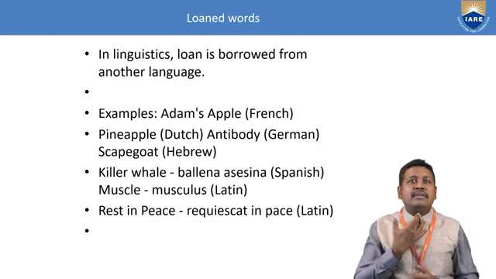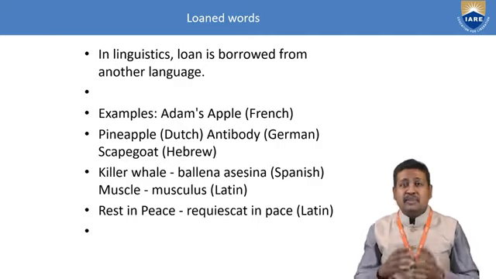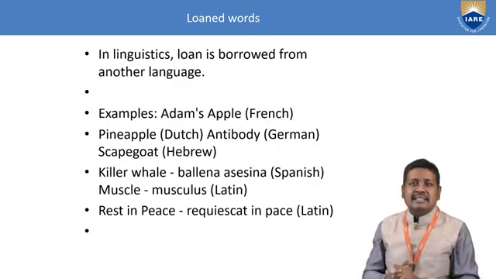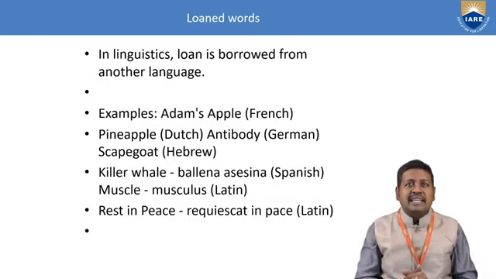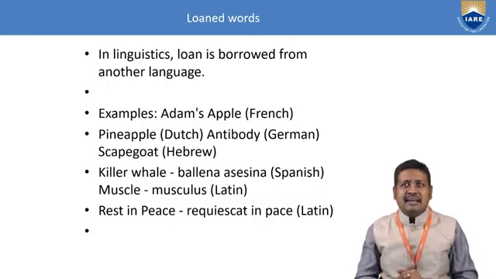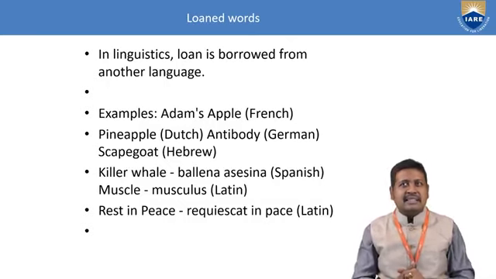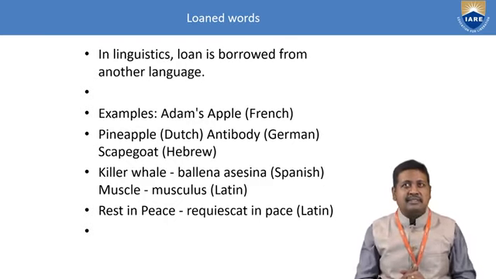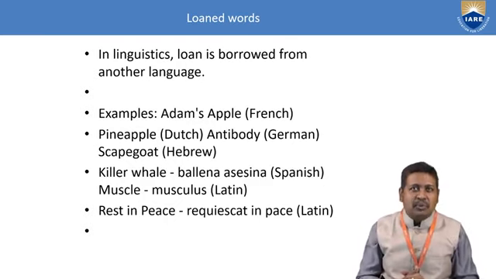Well, this is Adam's apple. The thyroid gland is Adam's apple, which is very prominent among men and not very prominent among women. That comes from the foreign language French, right? And another example is pineapple. It comes from the foreign language Dutch. Antibody comes from German. Scapegoat, Hebrew.